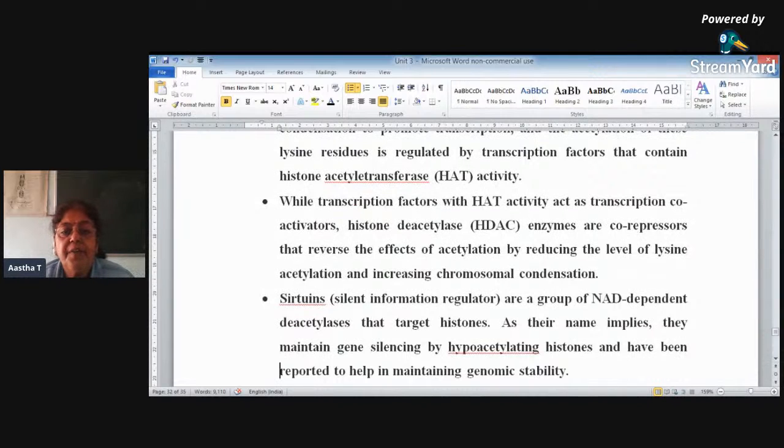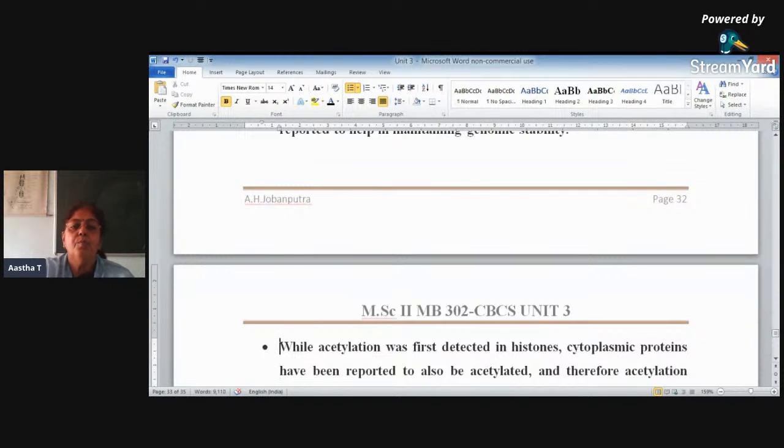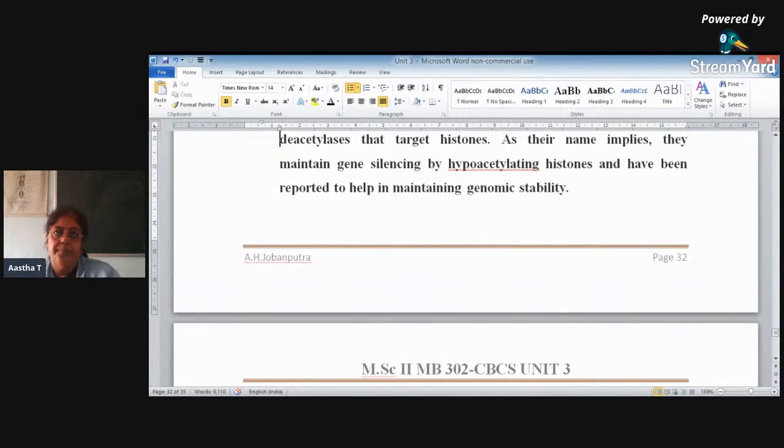So transcription factors with this histone acetyltransferase activity can act as transcription co-activators. Histone deacetylase enzymes can act as co-repressors, which can reverse the process of acetylation, and that is why it is a reversible process. So the acetyl group will be removed from lysine and the chromosomes will condense again.